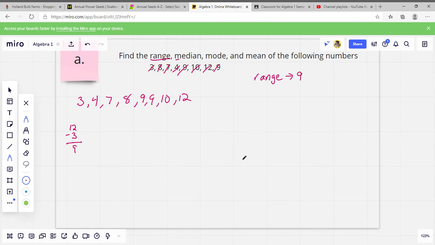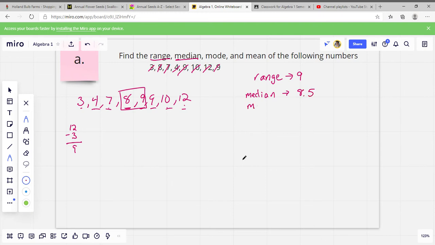Next, I'm going to find my median, and that's going to be the middle number. So I've got 1, 1, 2, 2, 3, 3, 4, 4. All right, so it's going to be 8 and 9, right? We have 1, 2, 3, 4, 5, 6, 7, 8 numbers, and these two fall right in the middle. So the average of 8 and 9 would be 8.5. Halfway between 8 and 9 is 8.5.